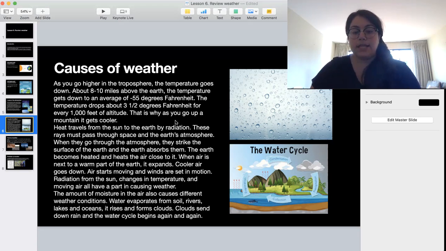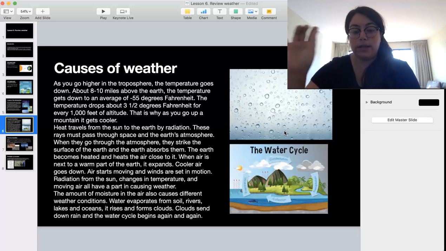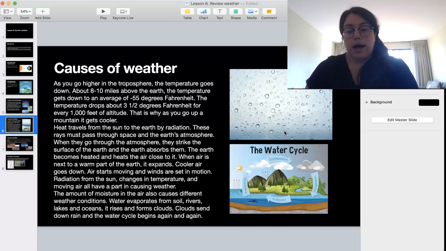And this sets in motion different things like the radiation from the sun, the changes in temperature because of the altitude, and moving of air. All of that causes weather. And then we also have the amount of moisture. Moisture are little drops of water that are in the air, okay? And they're part of the water cycle.